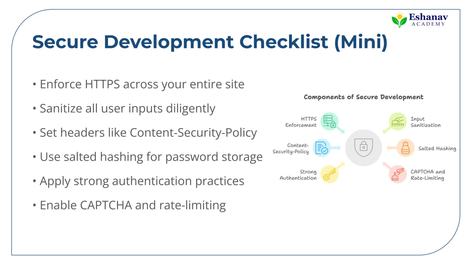Here's your essential armor, a quick, high-impact checklist every secure web app should follow. First, always use HTTPS to encrypt data in transit. Sanitize every user input. Don't trust anything coming from outside. Set strict security headers to prevent malicious scripts. Store passwords using salted hashing like bcrypt, never in plain text. Use robust authentication, not just passwords, but multi-factor when possible. And don't forget rate limiting and CAPTCHA to stop brute force attacks. These steps may seem basic, but they're often missed, and every one of them blocks a common path for attackers.